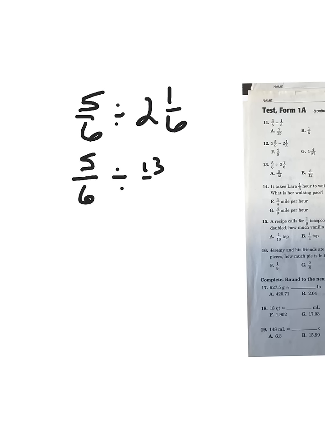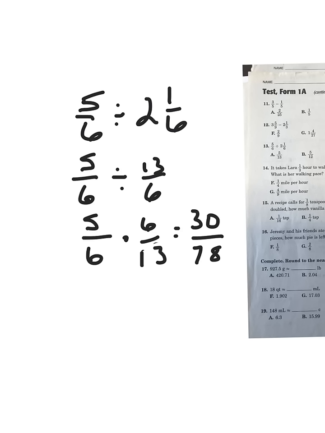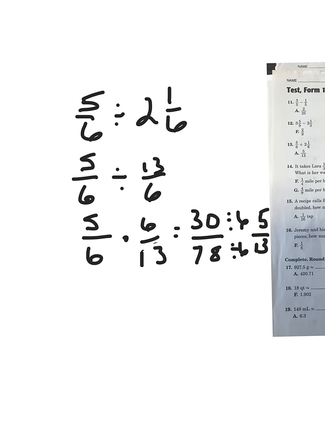For the next one, it's just a division problem. It's 5/6 divided by 2 and 1/6. First step, change the mixed number into an improper fraction. So it'll be 5/6 divided by 13/6. Second step, turn to a multiplication problem. 5/6 times 6/13. And then top times top, bottom times bottom. Then you need to simplify 30/78. 6 goes into both. The answer is 5/13.